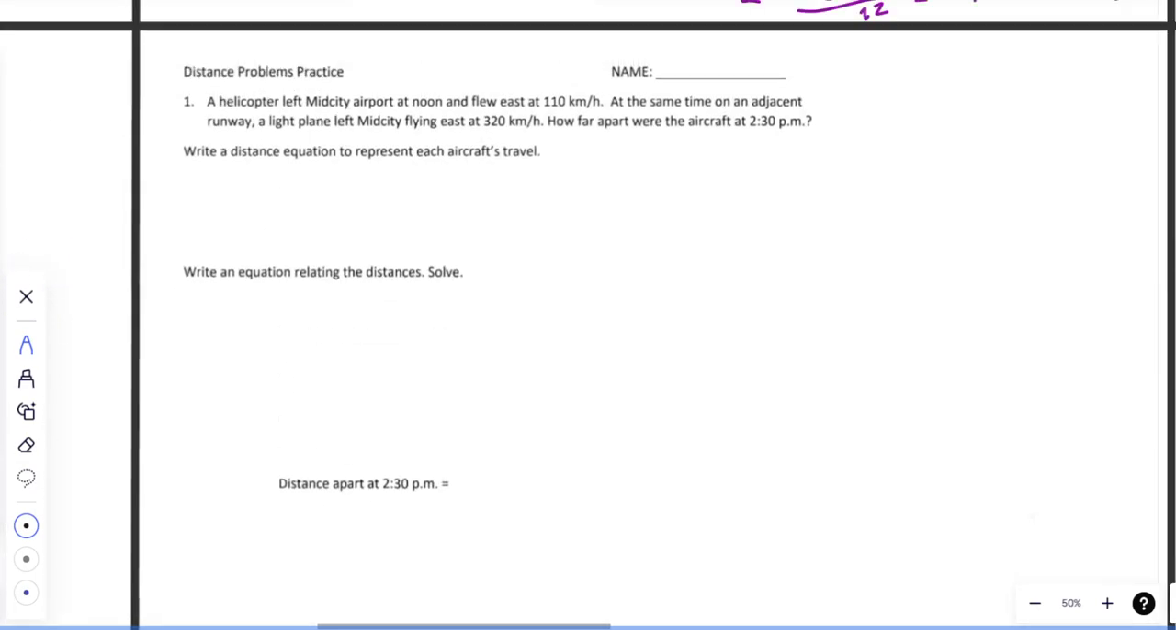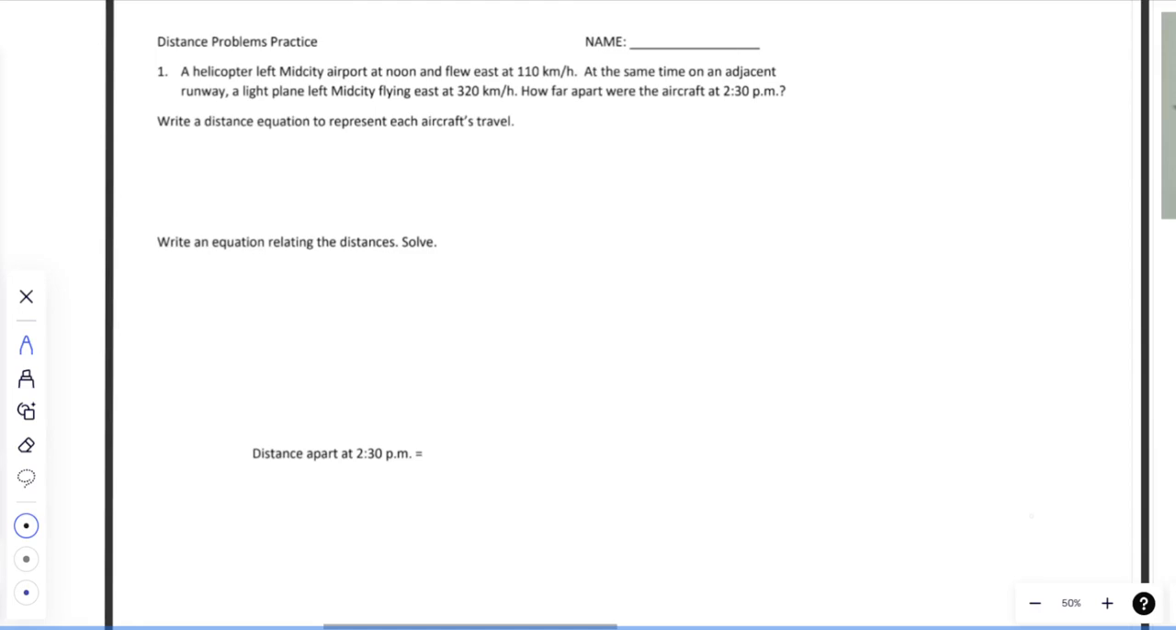I got a couple more questions here. We've got a helicopter problem. Left airport at noon and flew east at 110 kilometers per hour. At the same time, on an adjacent runway, a light plane left mid-city flying east at 320 kilometers per hour. How far apart were the aircraft at 2:30 p.m.?